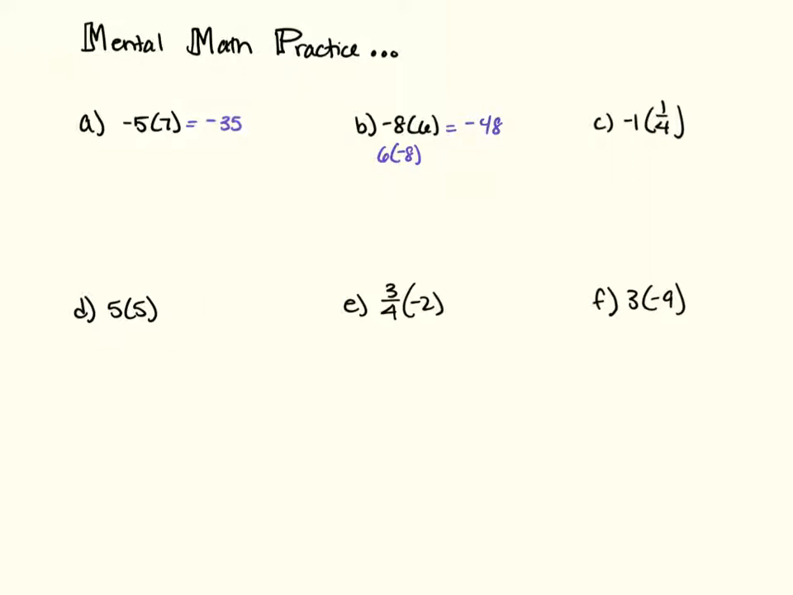negative 48. Now, don't get overwhelmed with the fraction, because anything times 1 is itself. So again, you just have to make sure it's negative. Tricky, part D, 5 times 5, both of these are positive, so your answer is going to be positive. 3/4 times 2, well, just take the 3, multiply it times 2, and then take the 4 and multiply it times 2. Just remember that your answer is going to be negative because one of the 2 digits that are there is negative. So we get 6/8.